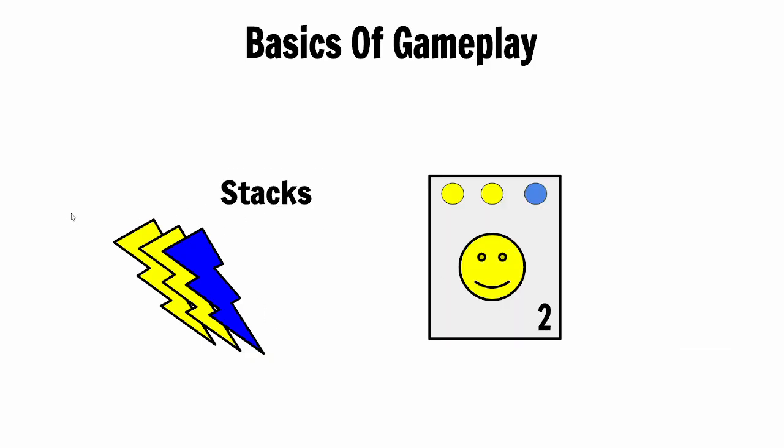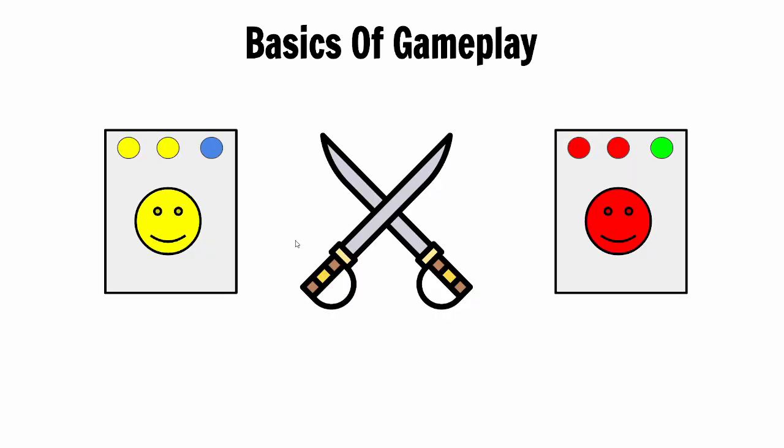Stacks of stone cards are what you use to pay for costs. You play a character card based on its cost. This one costs 2 yellow and a blue. The stack contains 2 yellow and a blue. It doesn't have to be in that order, but as long as it contains 2 yellow and a blue, you can play this character card from your hand on top of that stack on your bench.